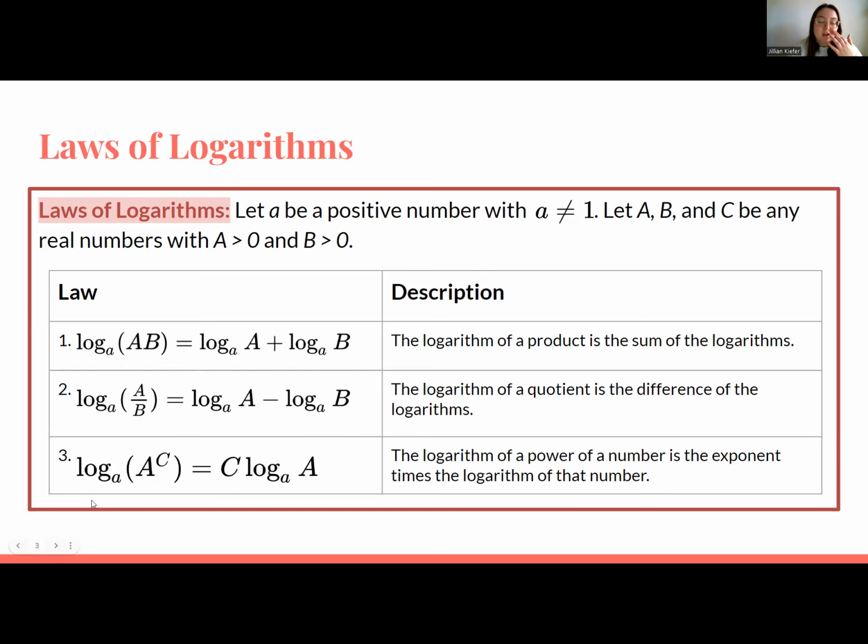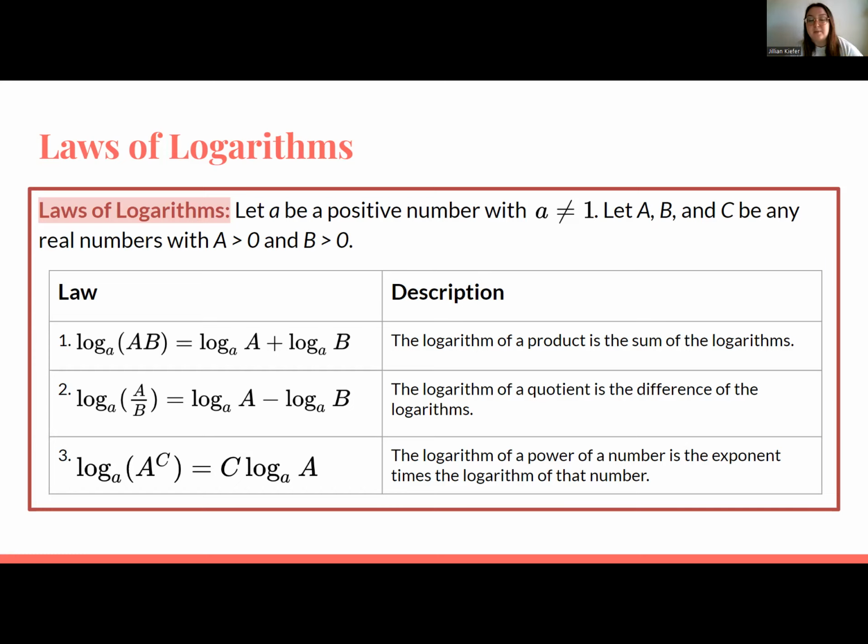Then our third law of logarithms here, we've got log base a of capital A to the power of C. Note at this point, A and B always have to be positive, but C does not necessarily have to be positive. C can be negative as well, or it could be 0. So we have log base a of capital A to the power of C is equal to C times log base a of capital A. So if something is raised to an exponent, you can take that exponent and bring it out to become a coefficient of the logarithm. So we say the logarithm of a power of a number is the exponent times the logarithm of that number.